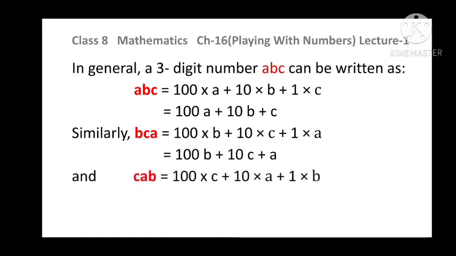And if the number is CAB, so here it will be written as 100 into C plus 10 into A plus 1 into B. As C is at hundreds place, so it will be 100 into C. A at tens place, so it will be 10 into A, plus B at ones place, so it will be 1 into B. So it will be written as 100C plus 10A plus B.